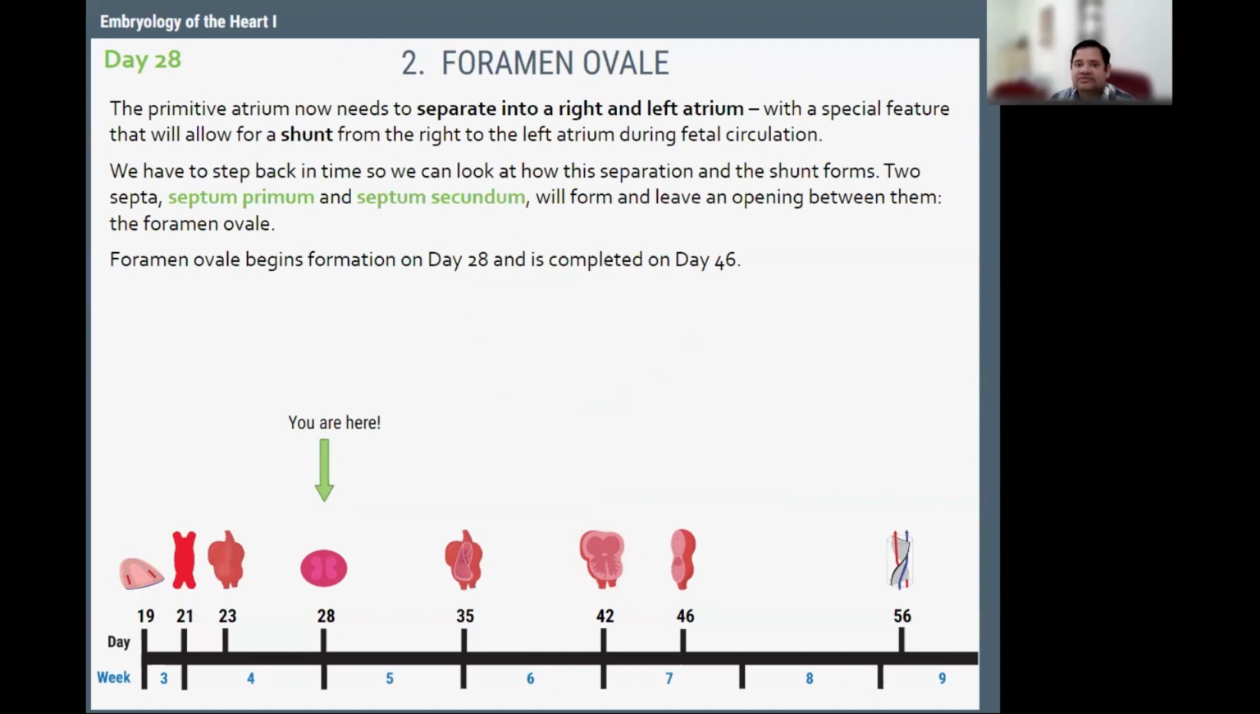So you can see here, we have to step back in time so that we can look at the formation. There are two things which you have to keep in mind. One is septum primum, one is septum secundum.